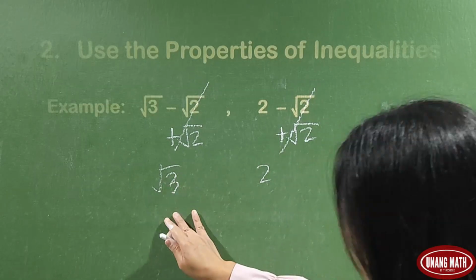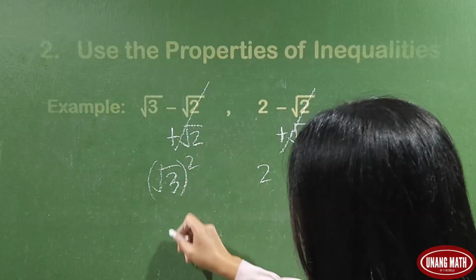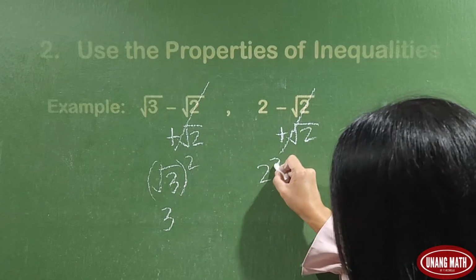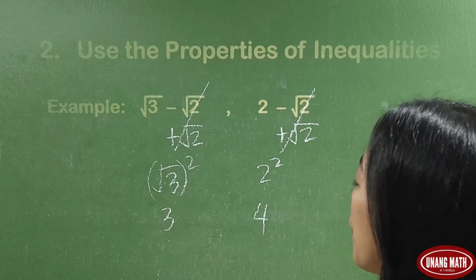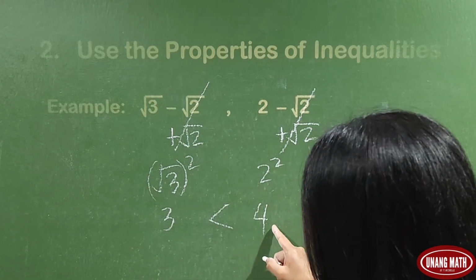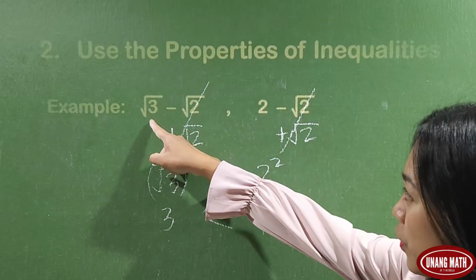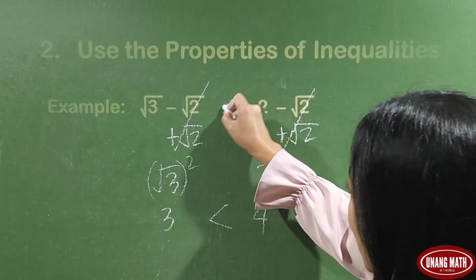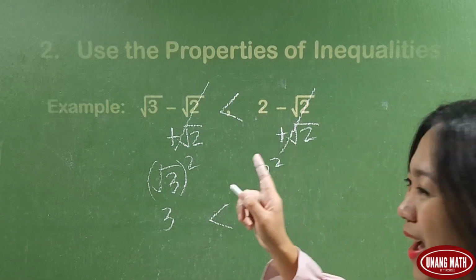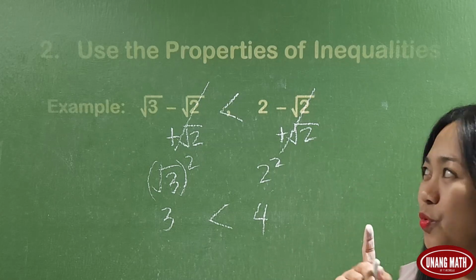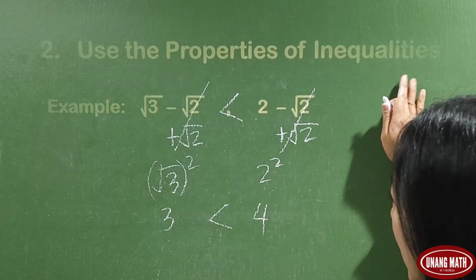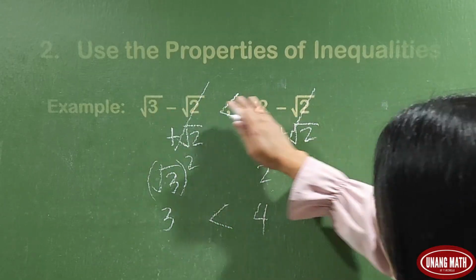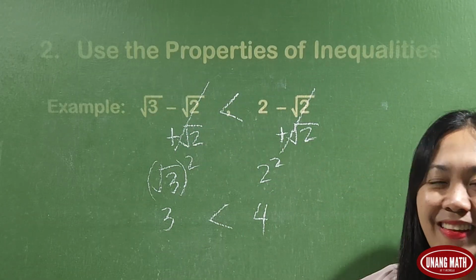Square root of 3 means if we will square this number, then this is equal to 3. Square 2, then this is equal to 4. Then it means 3 is less than 4. So square root of 3 minus square root of 2, this is less than 2 minus square root of 2. So we made use of the properties of inequalities to compare these two real numbers.